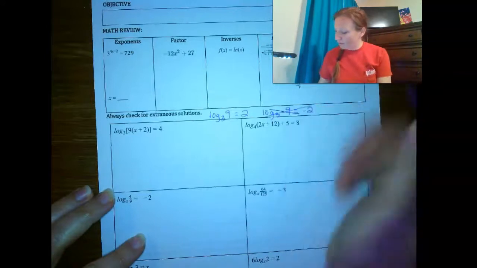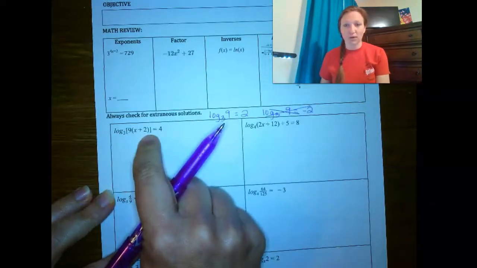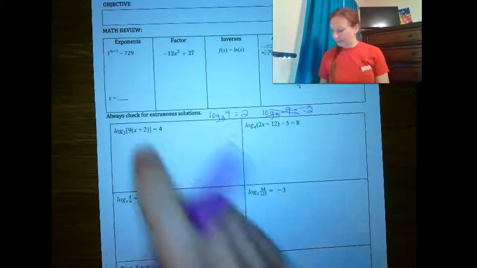So keep in mind, whenever we have a negative argument, that means we're going to be having an extraneous solution. It is not a solution. It is not possible to have a negative argument. There is no solution to that. So that's one thing we're going to be looking for today.